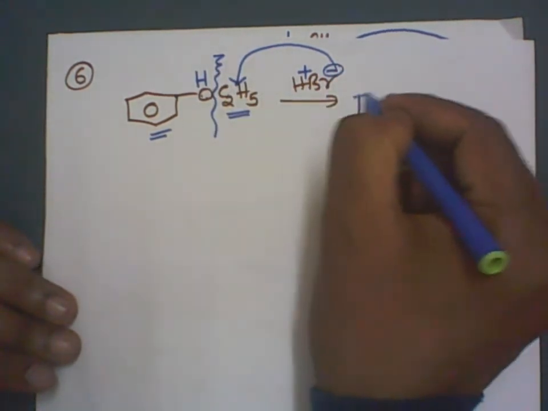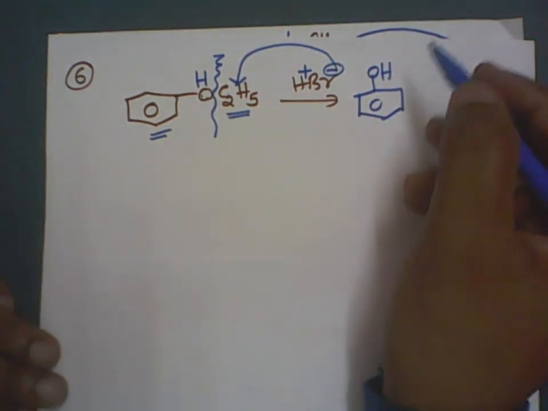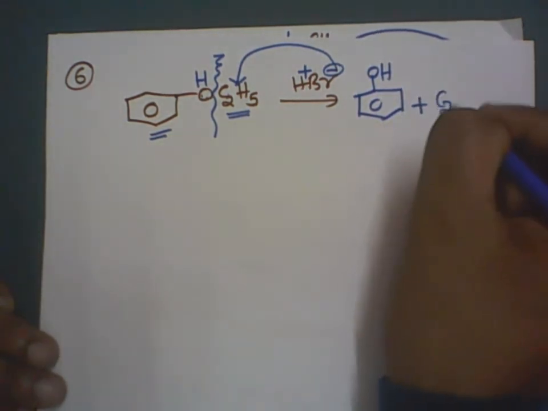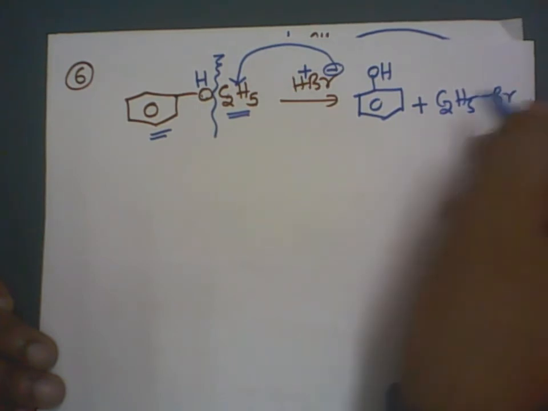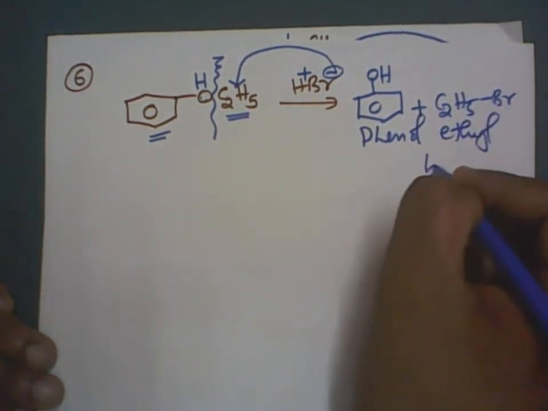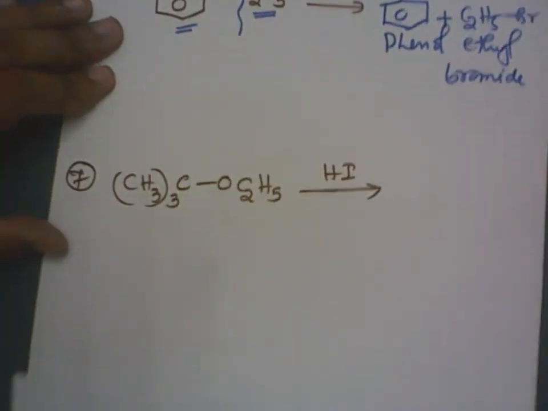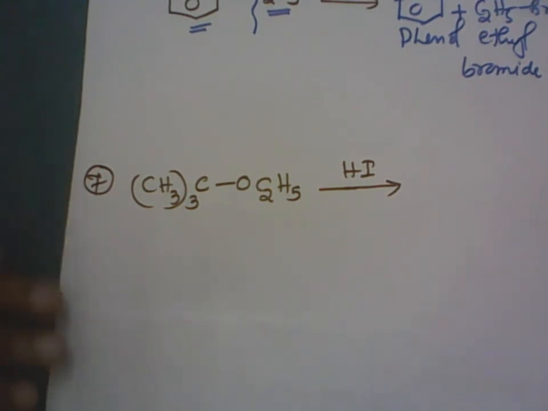So phenol is always the favorite here. It always favors phenol formation. Then the remaining is C2H5Br, ethyl bromide. Phenol and ethyl bromide we are going to get. Ethyl bromide. Okay, clear? Yeah. Next example, and the last example.